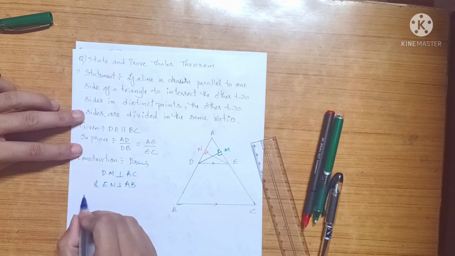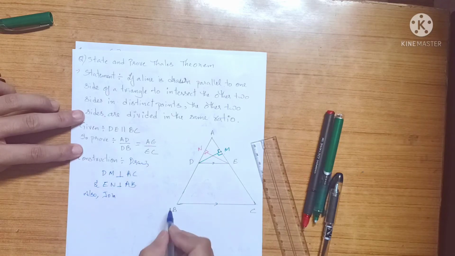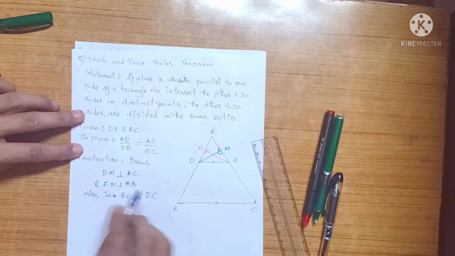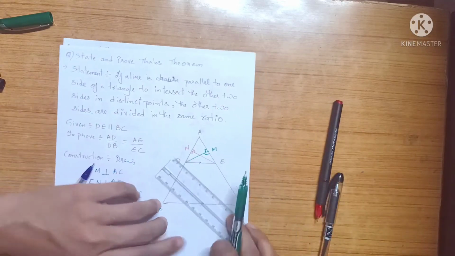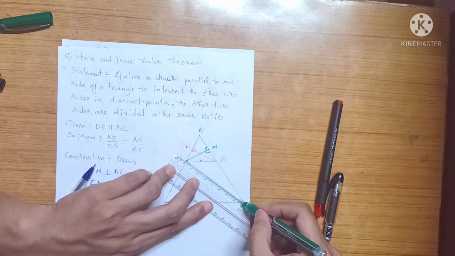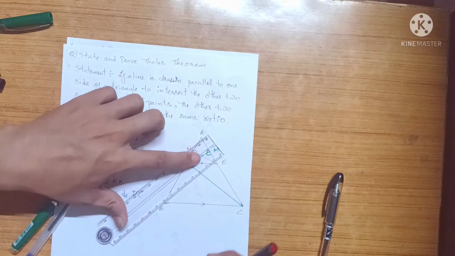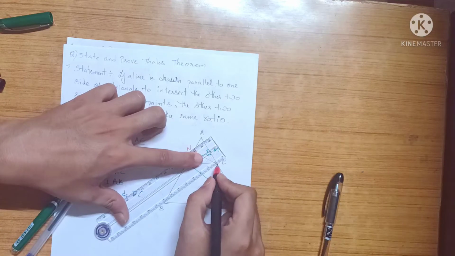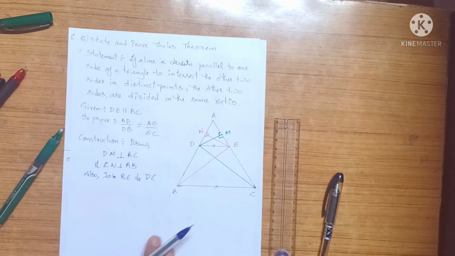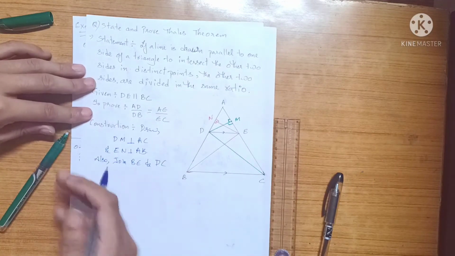Now also join BE and DC. So let's join DC. And then let's join BE as well. Now, this much is construction.